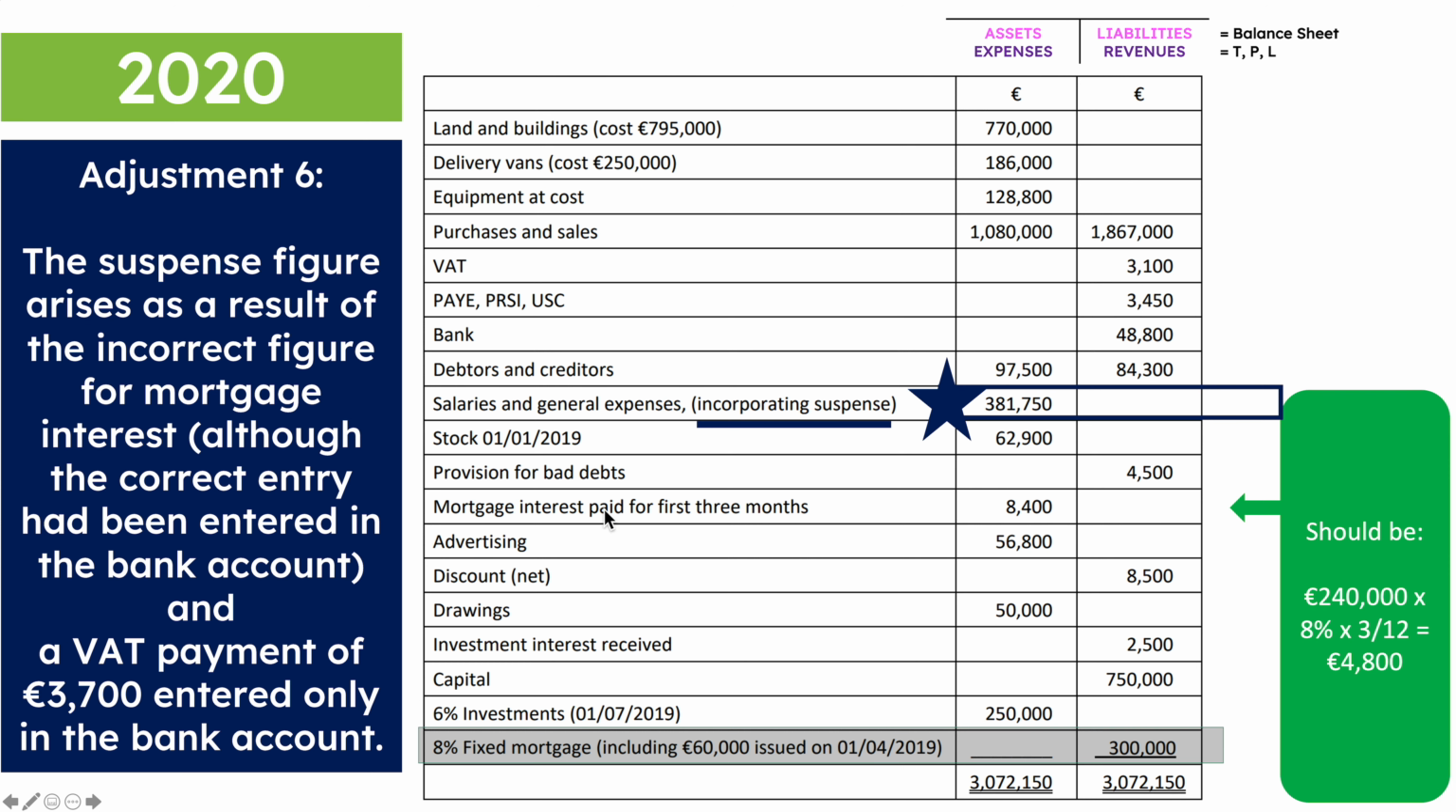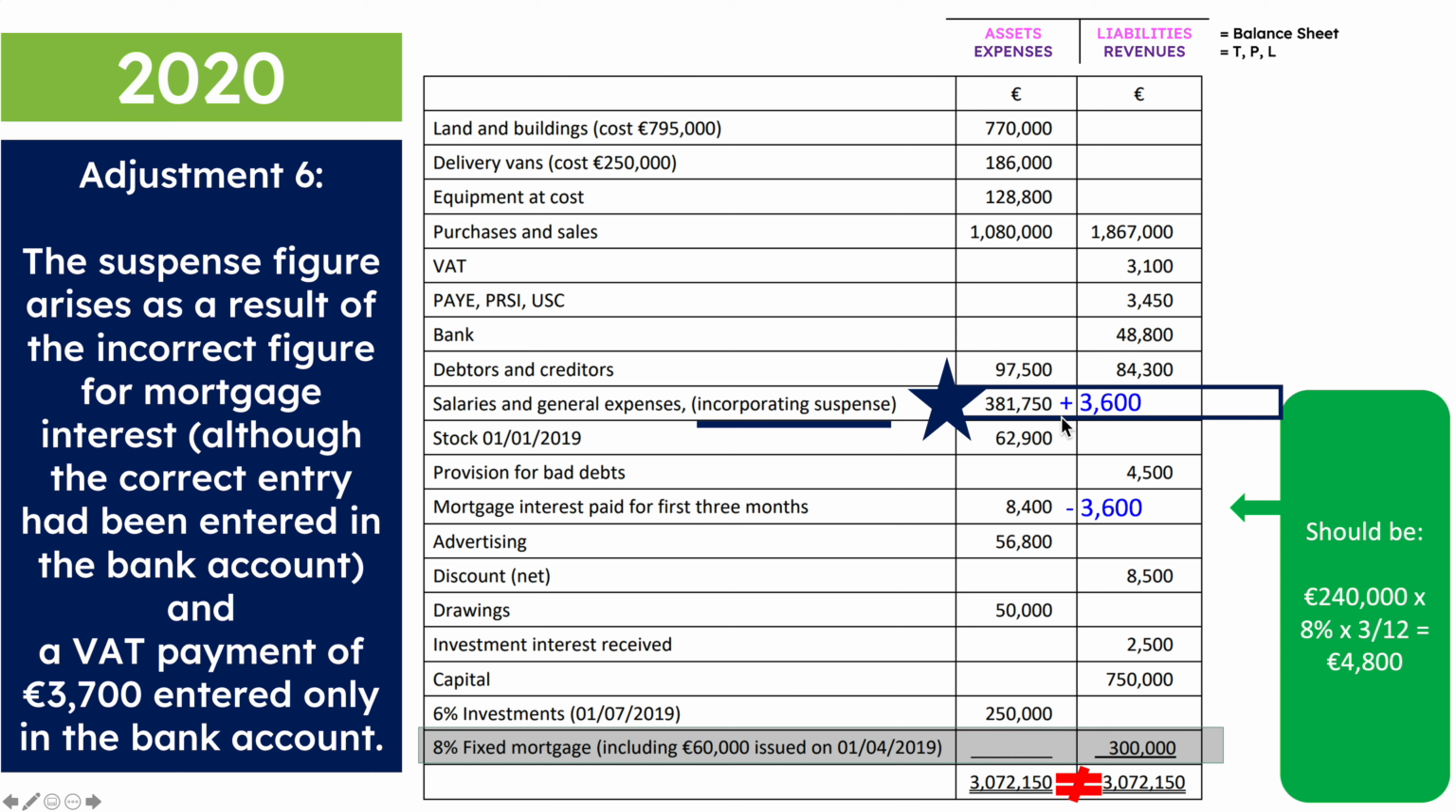So mortgage interest paid for 3 months, if we multiply that out, it should have been 4800 and not 8400. So the bookkeeper obviously just switched around the figures by mistake. So how do I get this to be 4,800, which is the correct mortgage interest paid? Well, I'd have to minus 36. If I minus 36 from my debit side, my debits and credits will not equal. So I go to my item incorporating suspense, which is also on the debit side.